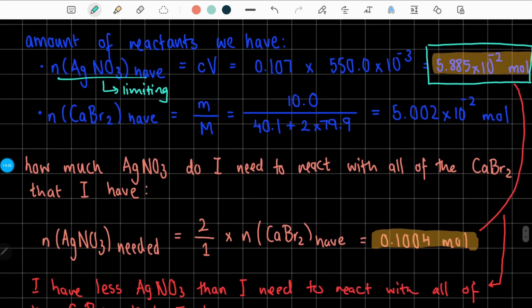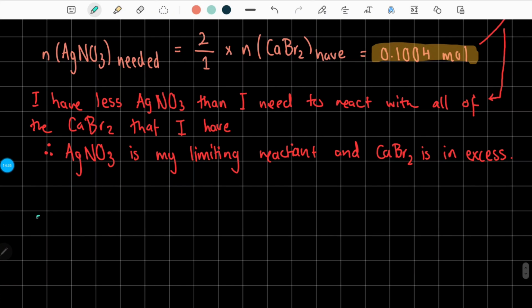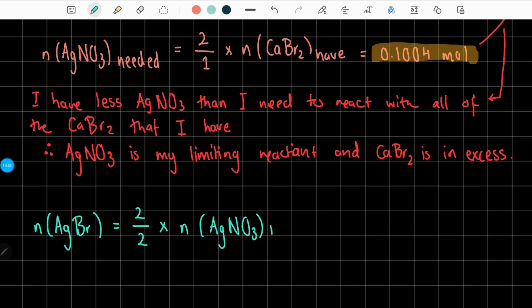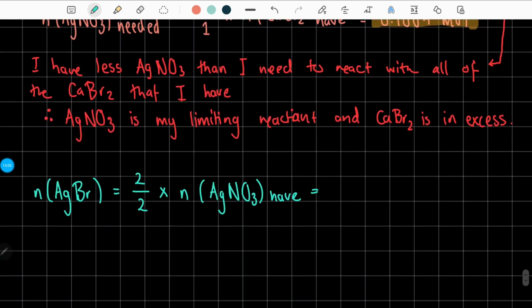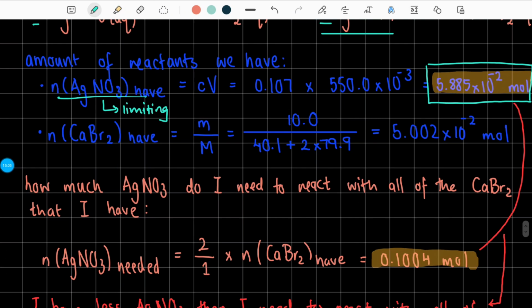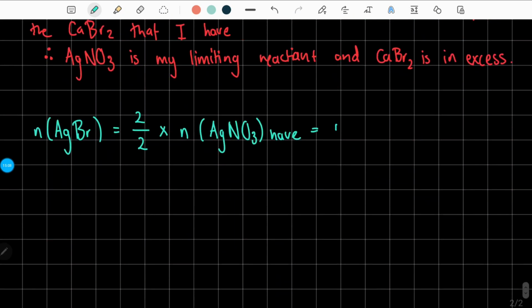Then we can find, first of all, the number of moles of silver bromide. This is going to be 2:2 times the number of moles of your silver nitrate, your limiting reactant that you actually have, okay? The 2 on 2 comes from this 2 and 2 molar ratio. Okay, so this is just the same amount, right? Which is 5.885 times 10 to the negative 2 moles.